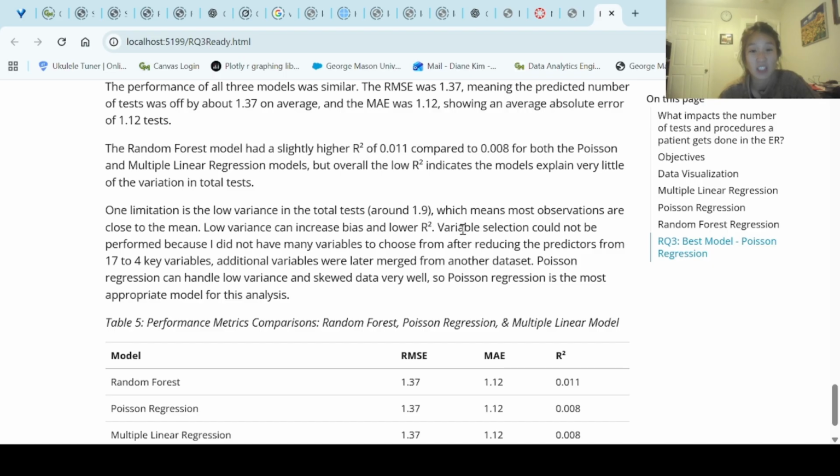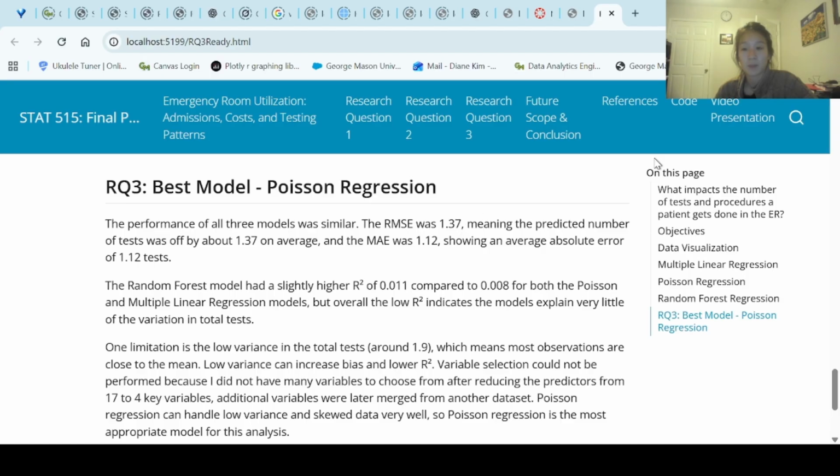The data actually had low variance of about 1.9, which means that most of the observations were very close to the mean. I decided to choose the Poisson regression because the Poisson regression can handle low variance and skewed data very well. So I chose the Poisson regression.